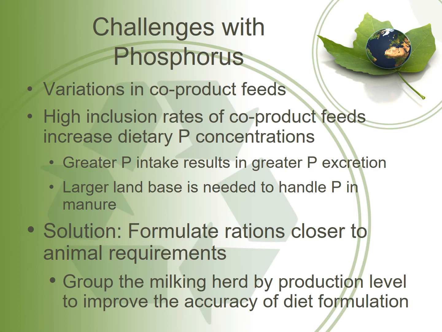The solution is just to formulate the rations close to what the actual animal requires, and group the milking herds by production level. So if we have cows that are milking a lot, make sure they're in a group, versus cows that are not milking a lot, making sure they're in a group, and then feed them different levels of phosphorus so that they will excrete the proper amount of phosphorus and not over excrete phosphorus.